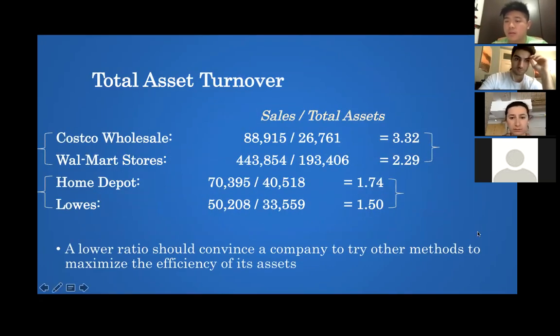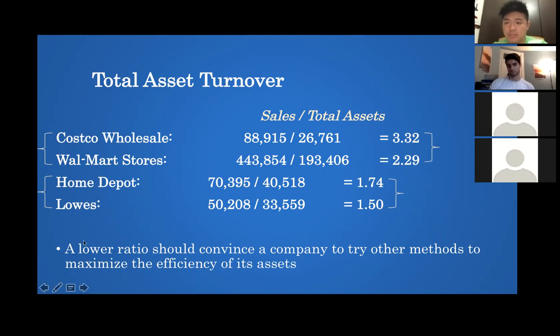So comparing the two, Costco does have the higher total asset turnover. It's 3.32 compared to Walmart's 2.29. So a lower ratio could convince the company to try other methods to maximize efficiencies of its assets. Now that's one ratio to look at. Another one to compare, which is probably closer than Walmart and Costco, would be Home Depot and Lowe's, since they're almost identical types of firms. And as you can see, Home Depot actually has a higher total asset turnover. Okay, let's go on to the next slide.